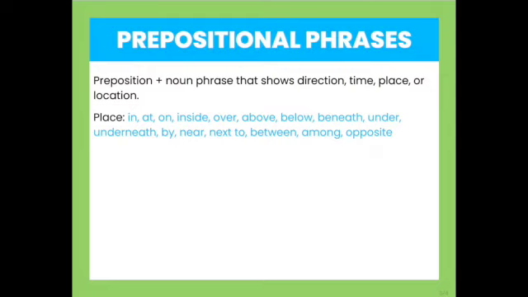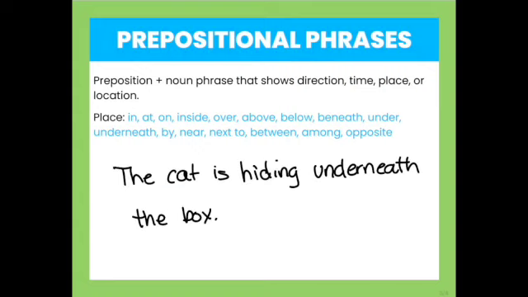Let's take a look at one more. The cat is hiding underneath the box. We want to know the place where the cat is hiding, and so we've added that place information using the phrase underneath the box. Underneath is the one word that is our preposition. And if we asked ourselves, well, underneath what? Underneath what noun? It is underneath the box. So the whole prepositional phrase underneath the box is made up of the preposition underneath and the noun phrase the box.